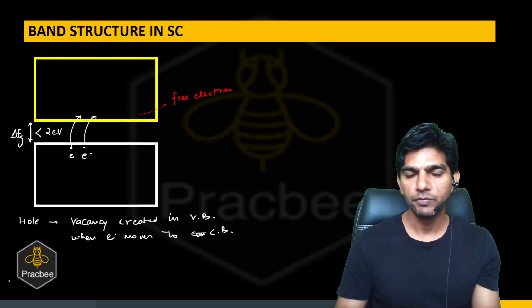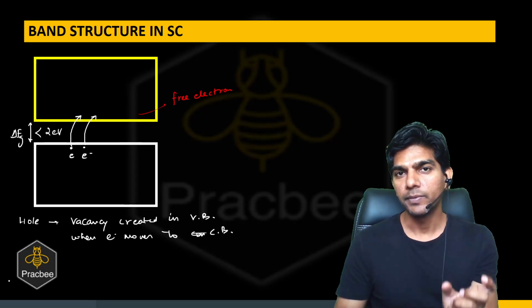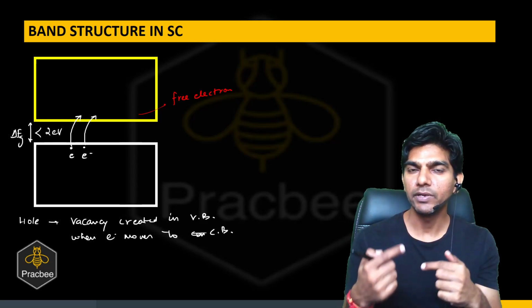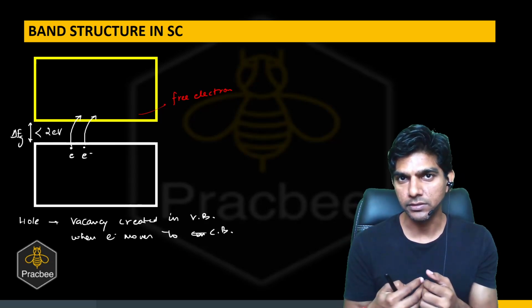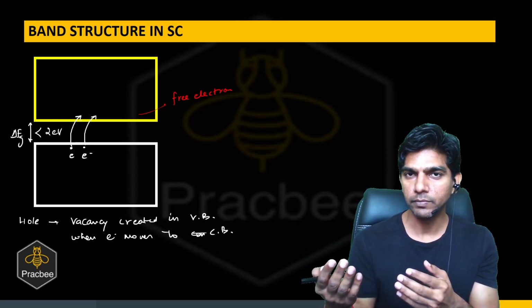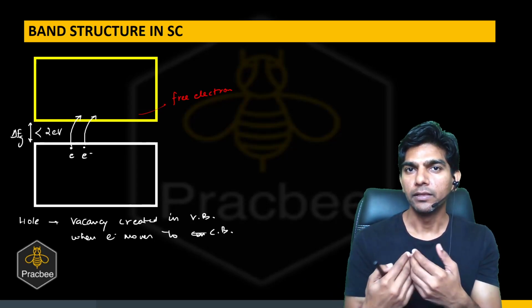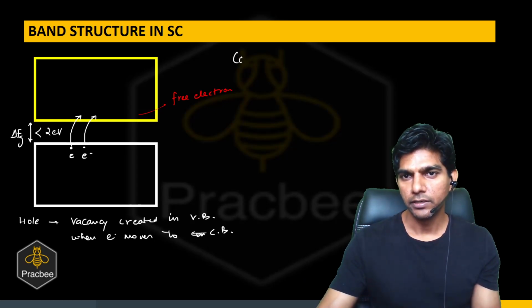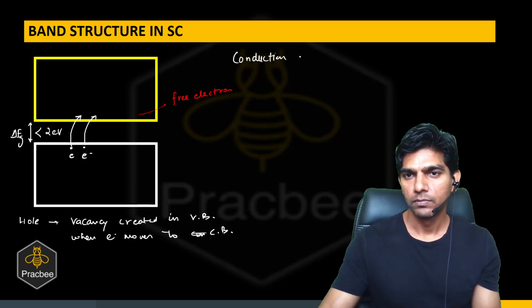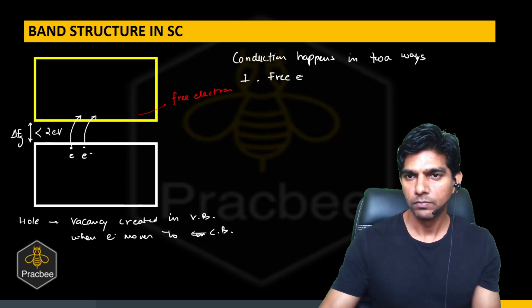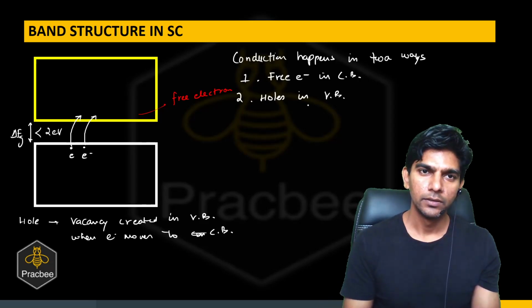We'll see in the later part of the video that these holes will also take part in the conduction process. So in a semiconductor, conduction happens in two ways. First, by free electrons in the conduction band. Second, by holes in the valence band.